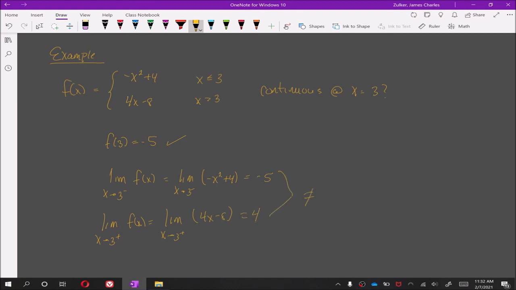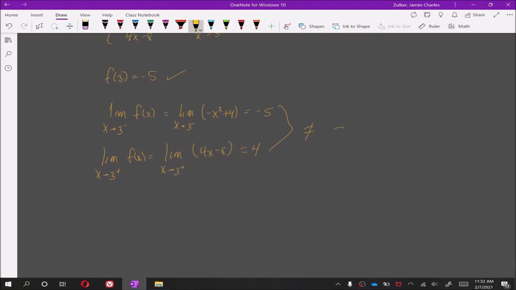Those are not equal, which implies the limit as x approaches 3 of f of x does not exist, and therefore f of x is not continuous at x equals 3.